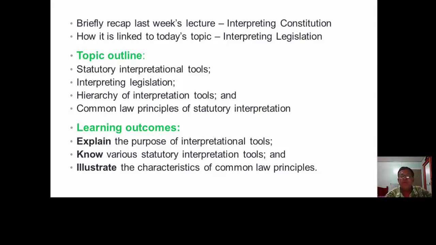Today's topic, we will be looking at interpreting legislation. Topic outline, we look at statutory interpretation tools, then interpreting legislation, hierarchy of interpretational tools, and finally the common law principles of statutory interpretation. Learning outcomes, explain the purpose of the interpretational tools. You must know the various statutory interpretation tools and illustrate the characteristics of common law principles.